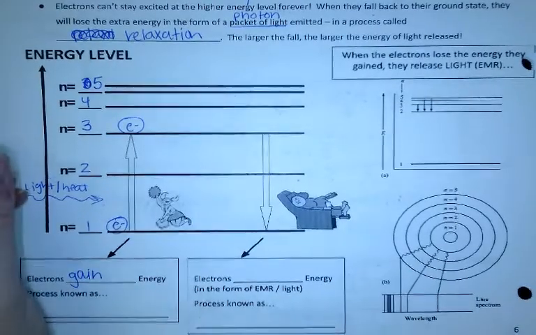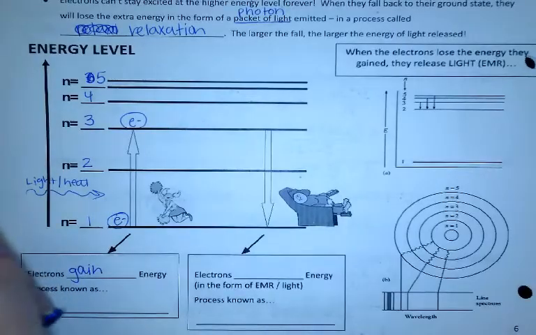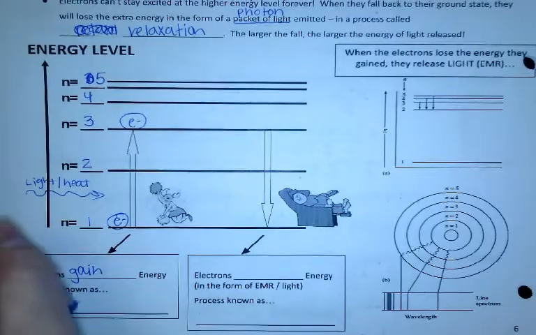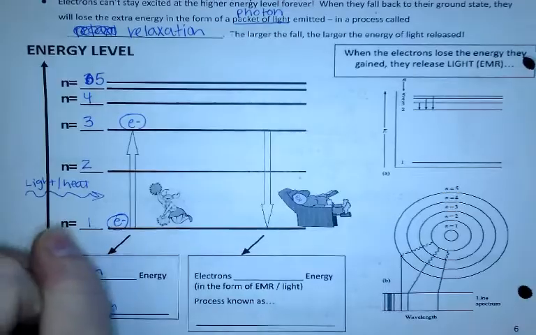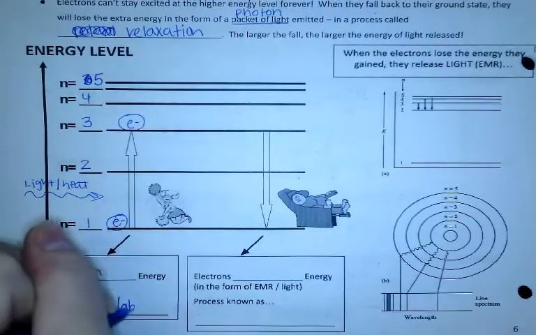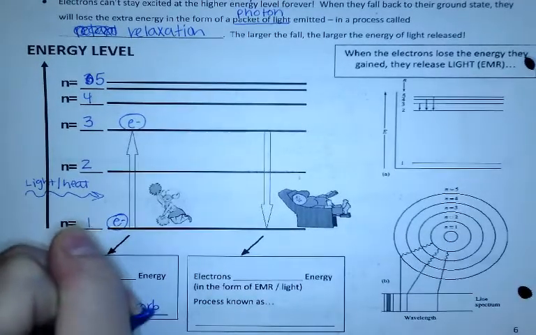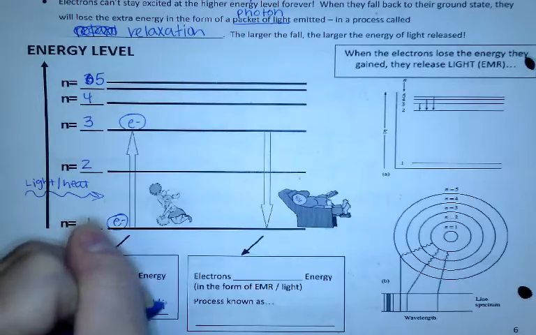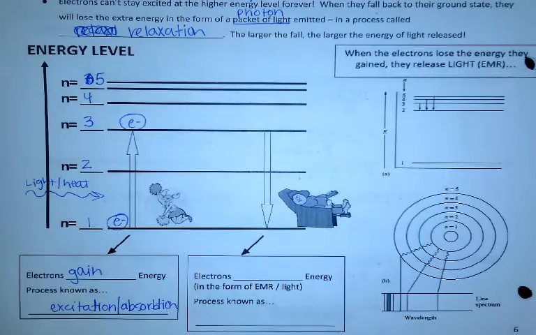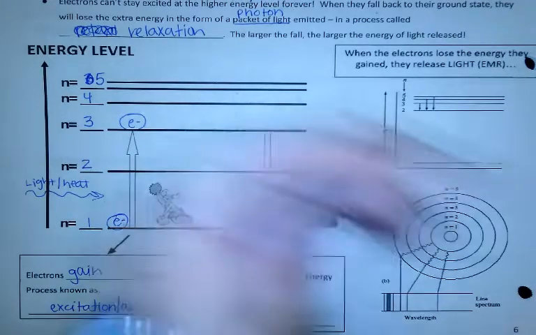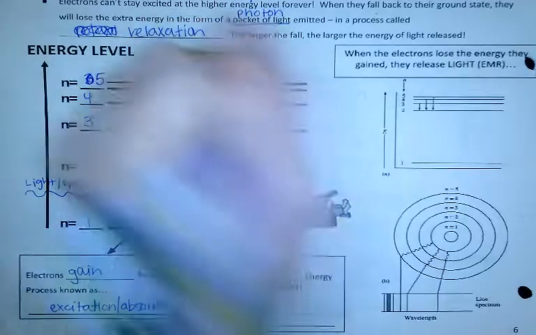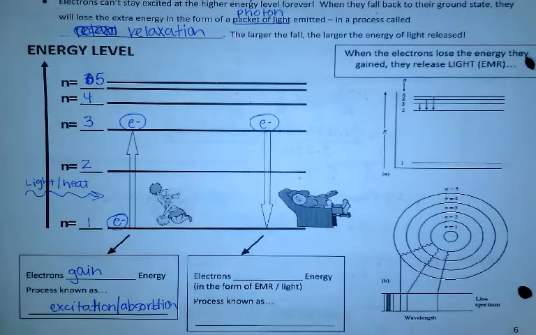So electrons gain energy in a process known as excitation, or another way of calling it is absorption. Okay, absorption, just like you absorb, I don't know, energy from an energy drink, it's going to absorb energy from light or heat. Now remember, the electron can't stay in that excited state, okay? The electron's not going to stay up here in the third energy level because that's not its home. That's not where it's comfortable.